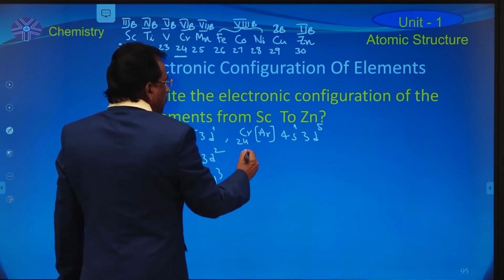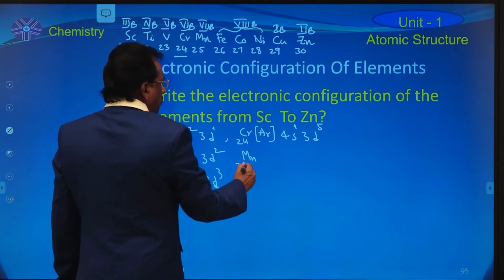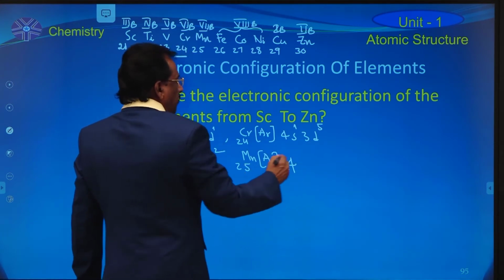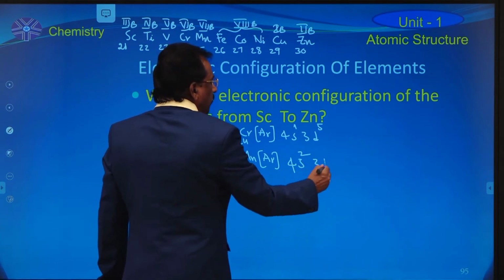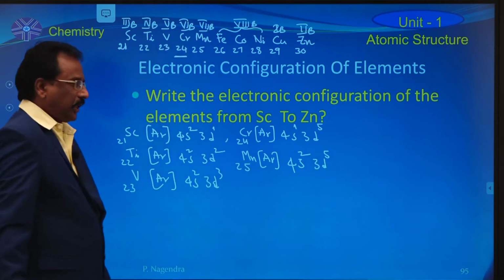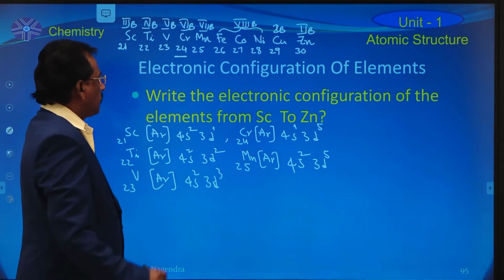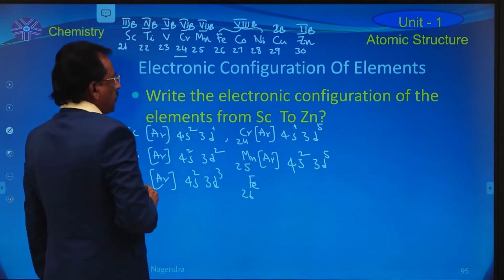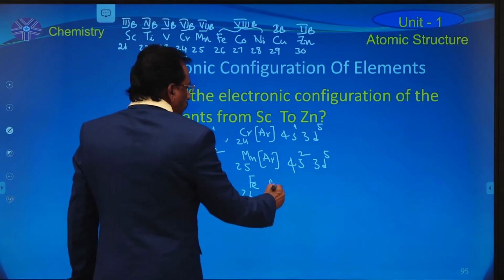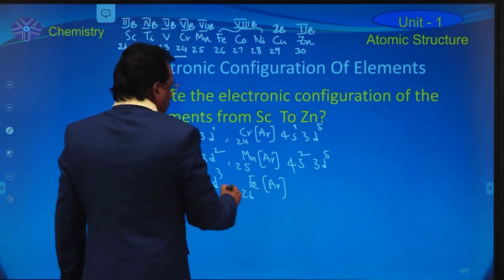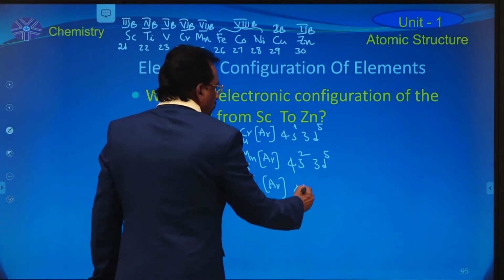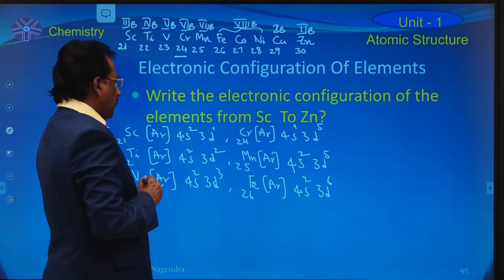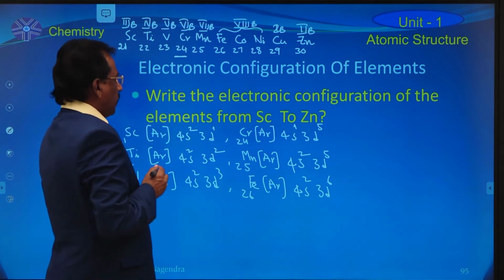Now manganese. Its atomic number is 25. Argon, and its configuration is 4s2 3d5, 20 plus 5 is 25. Now a very important example is iron. Its atomic number is 26. So its outer electronic configuration is 4s2 3d6. Iron, cobalt, nickel belong to a similar group.